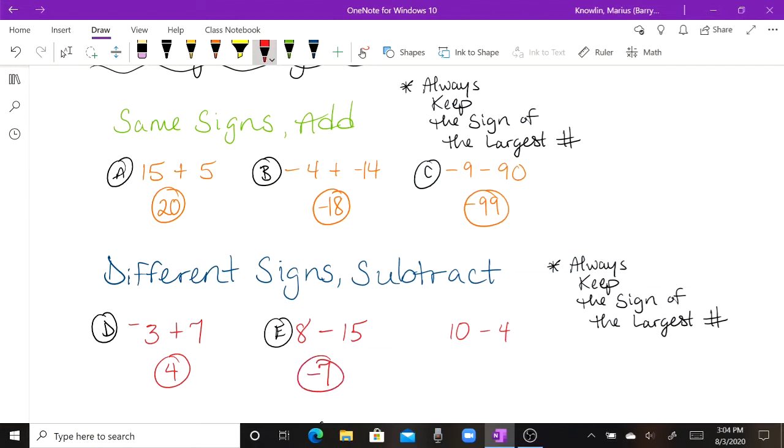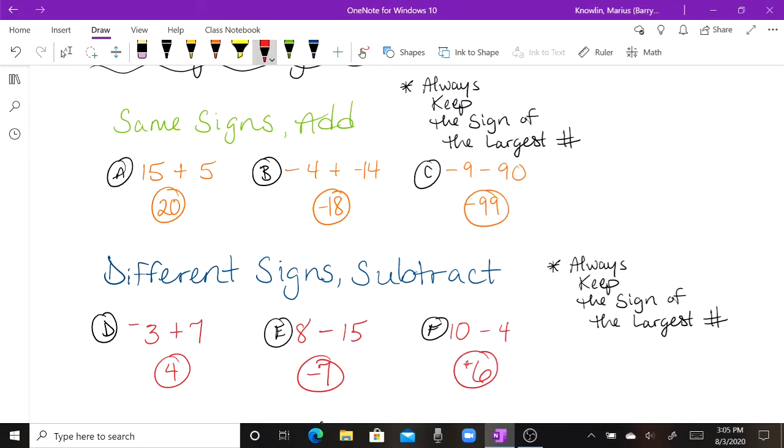All right? And let's take a look at F. F says 10 minus 4. Well, the 10 is positive, the 4 is negative. When you subtract, that becomes 6, and since the 10 is the bigger number and it's positive, our final answer is going to just remain positive 6.